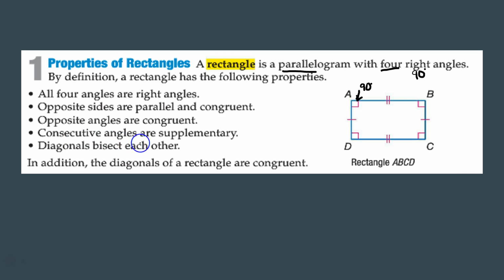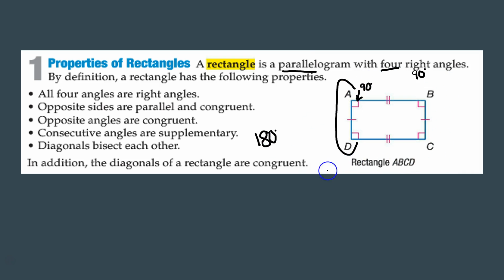Next, we have consecutive angles are supplementary. Remember supplementary, we're talking about the S. The S becomes an 8, so they add up to 180 degrees. So we're talking about consecutive angles. A way we can remember it is it makes a C. So 90 plus 90 is 180, and that goes around for all of these.